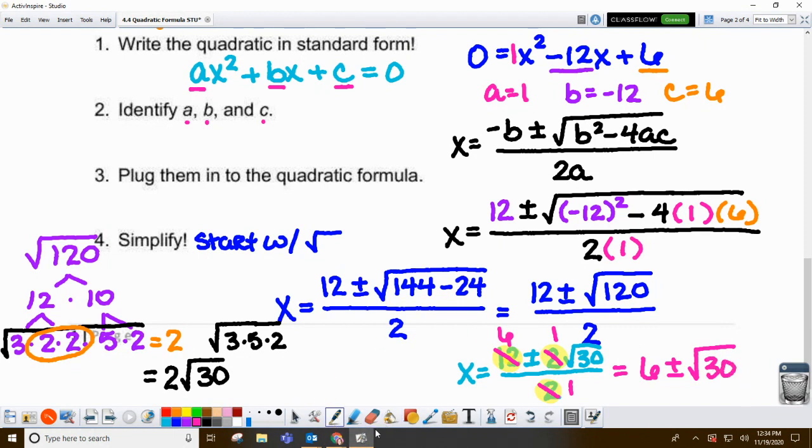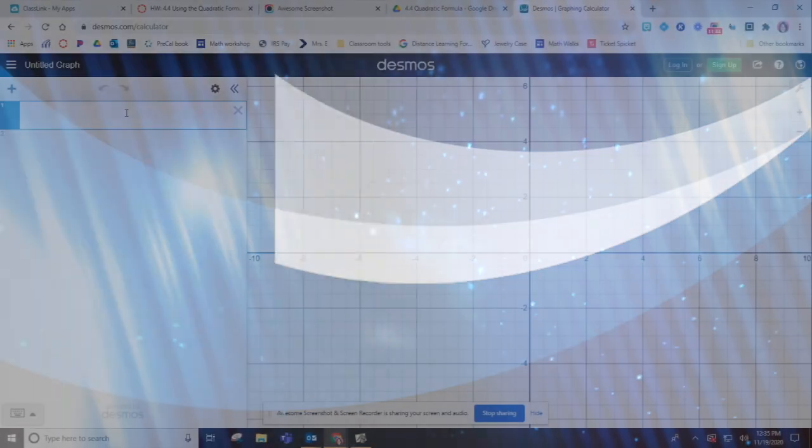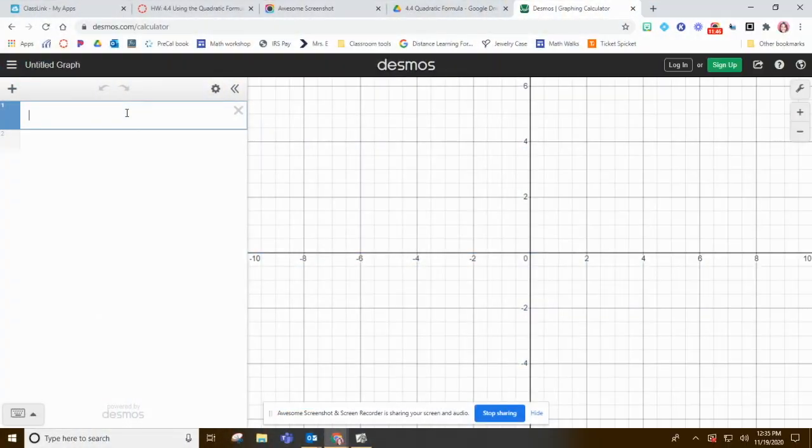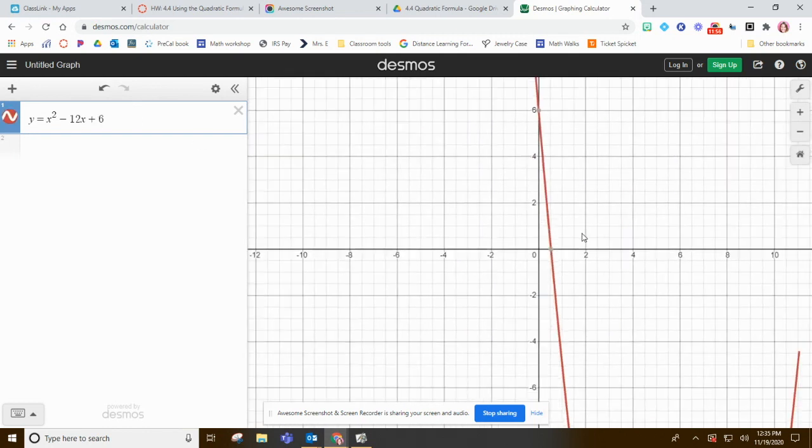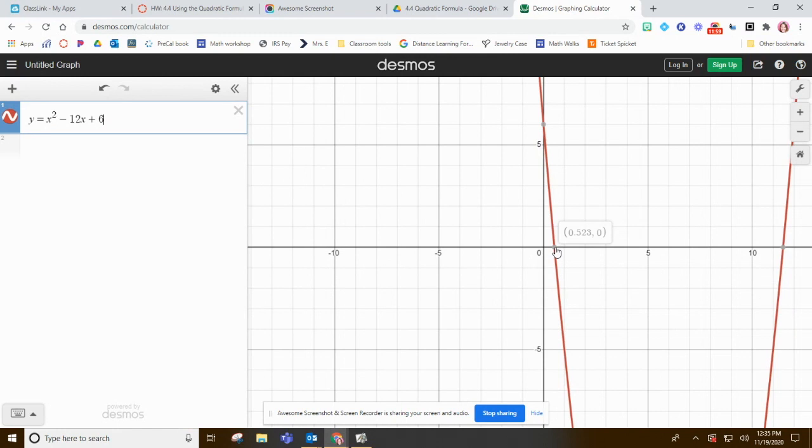Okay, what we just found there was the two x-intercepts of this quadratic. So I'm actually going to hop over to Desmos, and I want to graph those and show you how this relates to what we just found on the graph. So instead of writing 0, I'm going to put y equals, and then our quadratic was x squared minus 12x plus 6. So if you notice, if I can zoom out a little bit, we're crossing the x-axis here, and we're crossing the x-axis here.